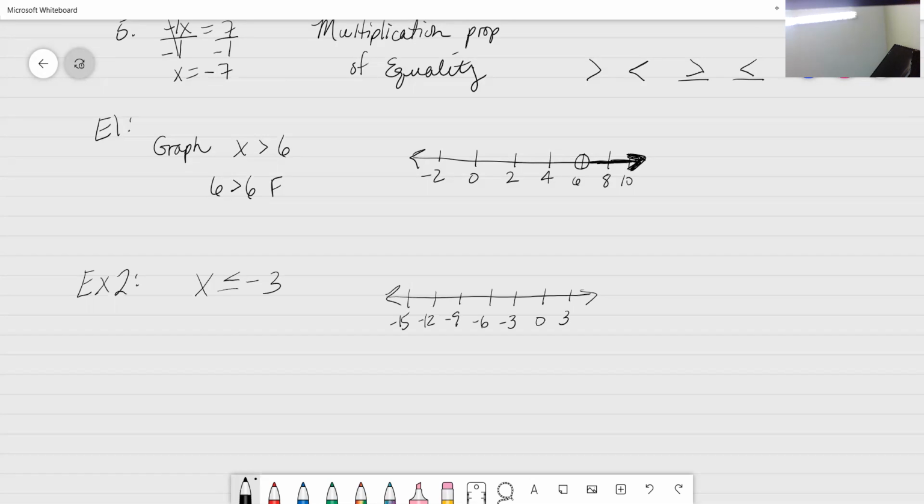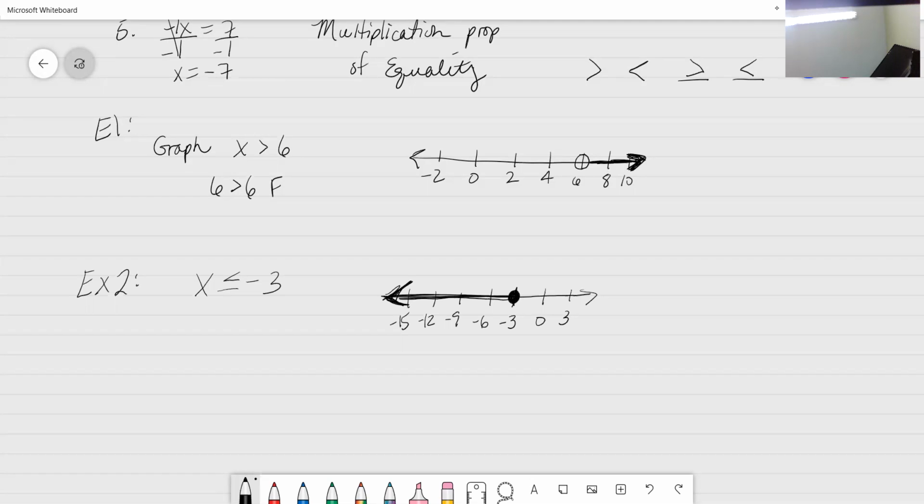But in this case, x is less than or equal to negative 3 means that we're starting at negative 3, but we're also including negative 3 because equal to is part of that inequality sign. So when that's the case, it's a shaded circle. And then you would point the arrow to the smaller numbers, anything smaller than negative 3, but also equal to negative 3.